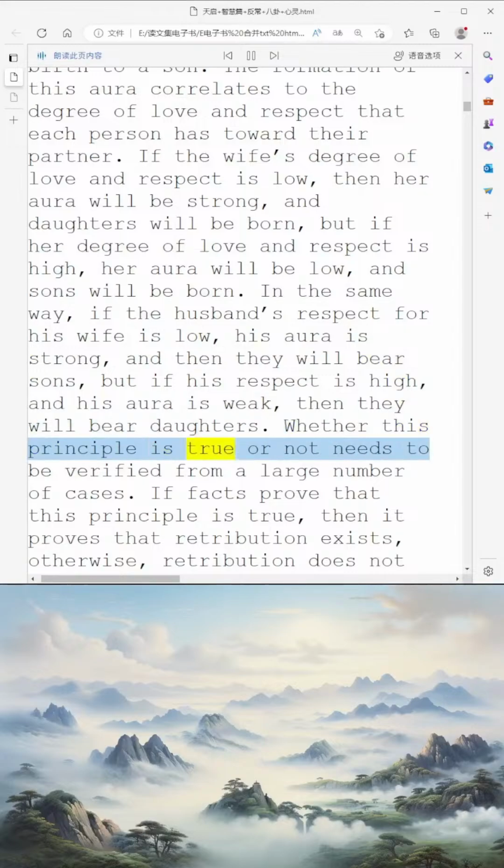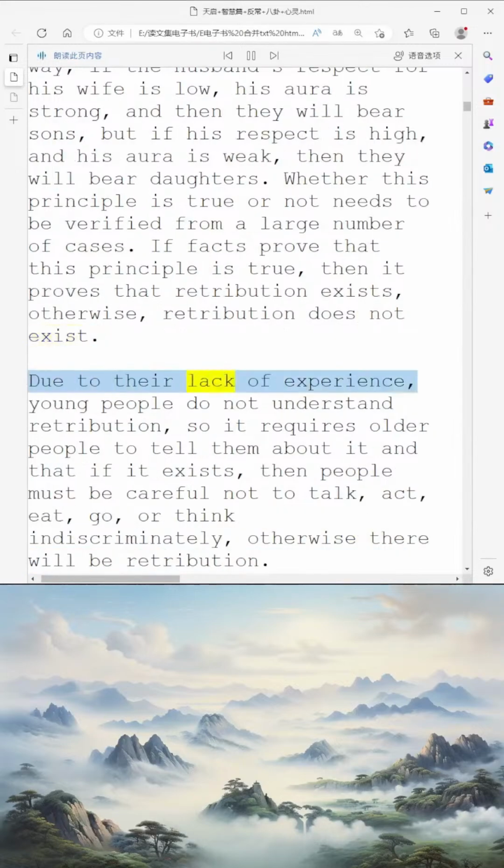Whether this principle is true or not needs to be verified from a large number of cases. If facts prove that this principle is true, then it proves that retribution exists. Otherwise, retribution does not exist. Due to their lack of experience, young people do not understand retribution, so it requires older people to tell them about it, and that if it exists, then people must be careful not to talk, act, eat, go, or think indiscriminately, otherwise there will be retribution.